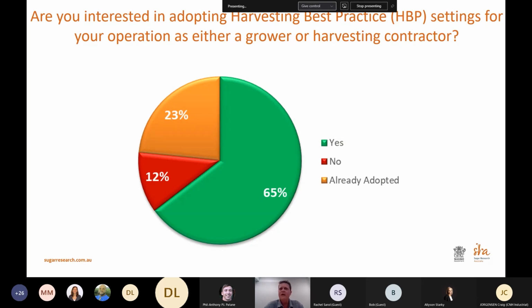One of the questions we asked was, are you actually even interested in adopting harvesting best practice? There was quite a good result there. 65% said, yes, we're really interested. 23% had said they had already adopted harvesting best practice, and 12% said no.